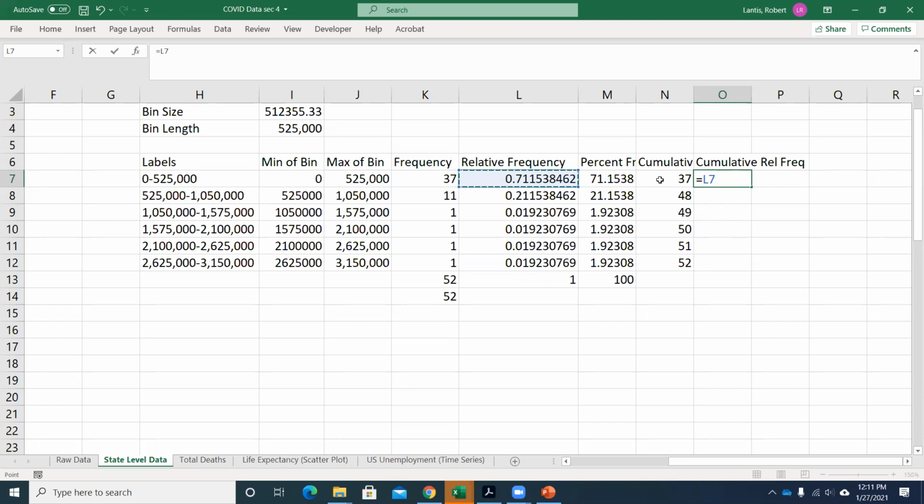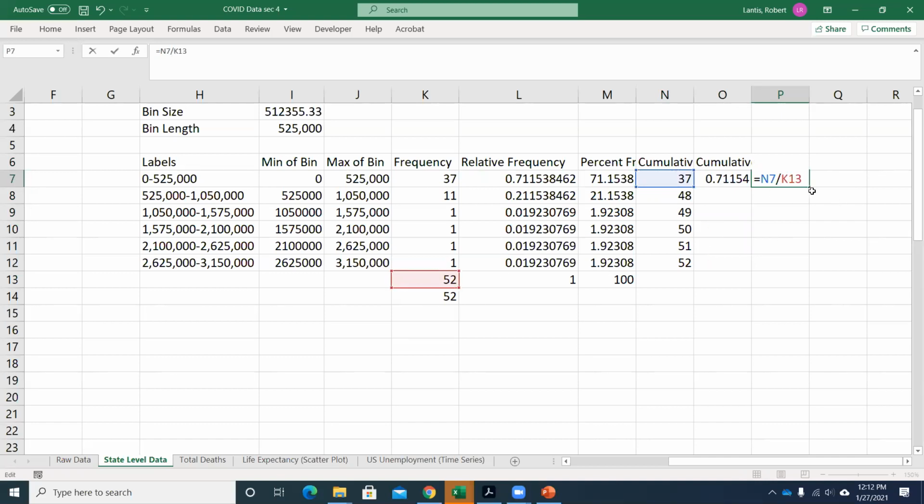So I could do it this way, right? It's the same as the relative frequency for that first bin. Or I could have taken that cumulative frequency and divided it by my total number of observations, right? That's how we get relative, right? So to go from frequencies to relative frequencies, we divide by the total number of observations. To go from cumulative frequencies to cumulative relative frequencies, we can do the exact same thing, okay?